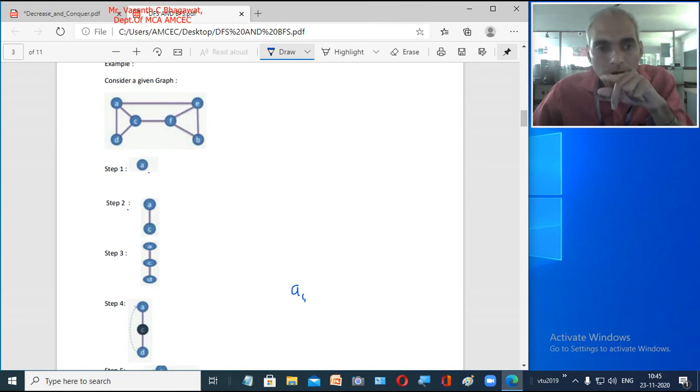So we go to the C. So from A we go to the C. So what will we write? We will take A. A was the first node visited, so we will write A1. That is the first subscript we are going to write. So A1, this is the first node.